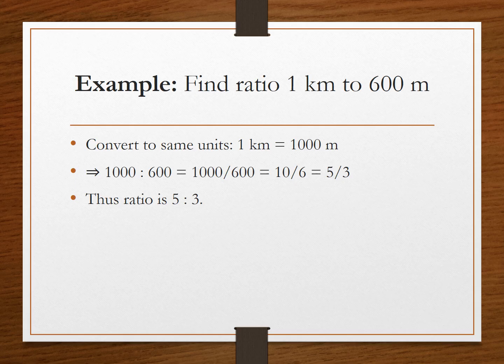Now we will solve second example. Find ratio 1 kilometer to 600 meter. Here students, you can notice that units are different. First quantity in kilometer and second quantity in meter. So first we will convert 1 kilometer into meter, as we know that 1 kilometer is equal to 1000 meter. So after converting the unit, we can write it as 1000 ratio 600. Again, ratios can be converted into fraction as 1000 over 600. After simplifying, we will get 10 over 6. Again, simplify to its lowest form and we will get 5 over 3. So again, 5 over 3 can be written as 5 ratio 3.